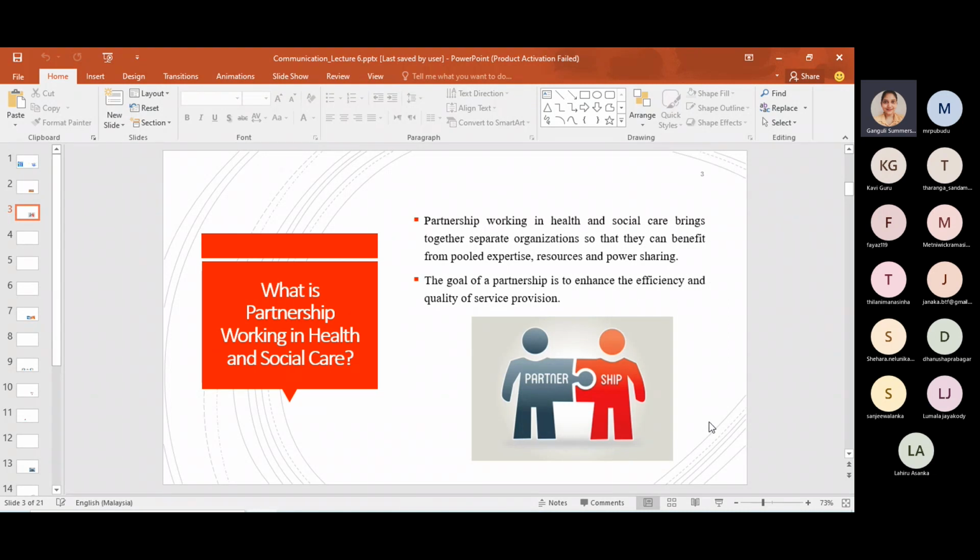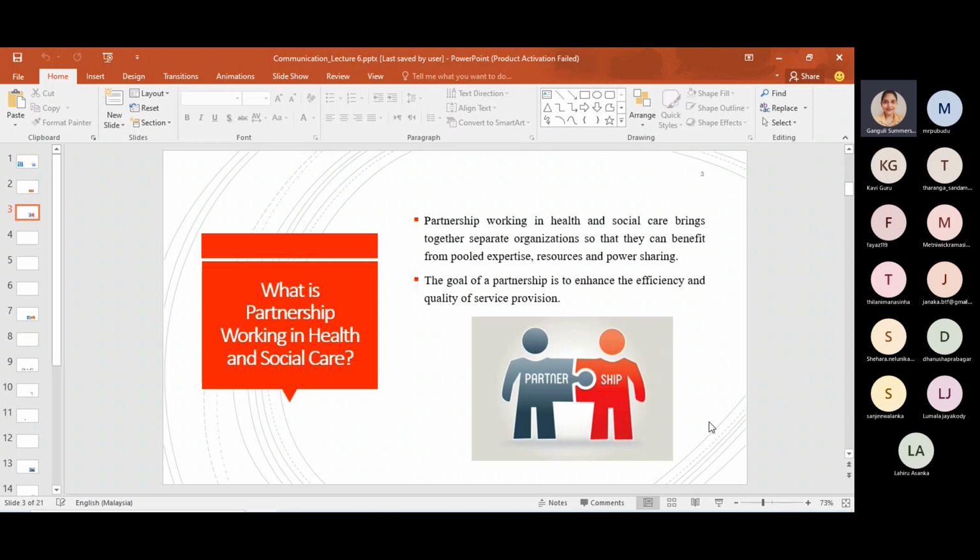Expertise means knowledge or the knowledgeable people that you have in the workplace. When different organizations come together and do partnership working as a team, they can benefit from expertise, knowledge, resources, and power sharing, because they can share the expertise among different organizations. They can share the knowledge, the expertise, and the resources.